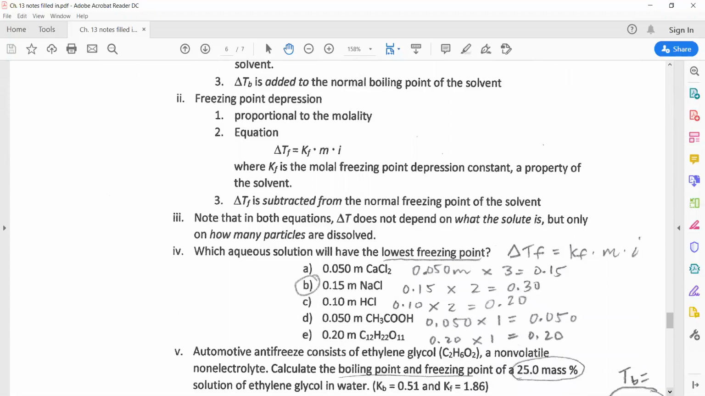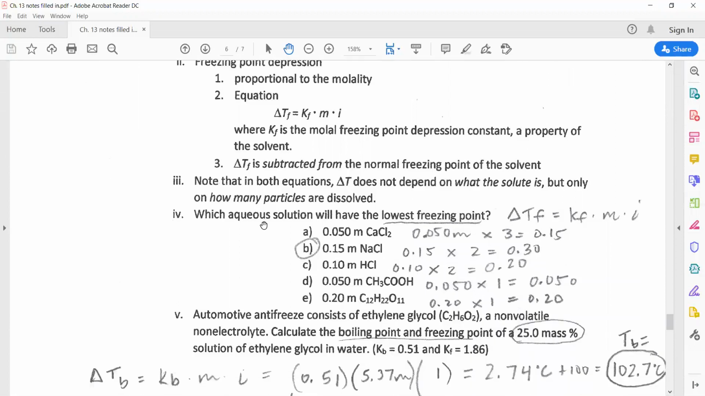Somewhat conceptually, let's look at this example here. Which aqueous solution will have the lowest freezing point? Well, think about this. The more solute particles you have, the lower the freezing point will go. So here, if we are calculating each of these being put in water, here's my equation. The KF is going to be the same for every single one because they're all going into water, because it's aqueous. So KF will be a constant value here.